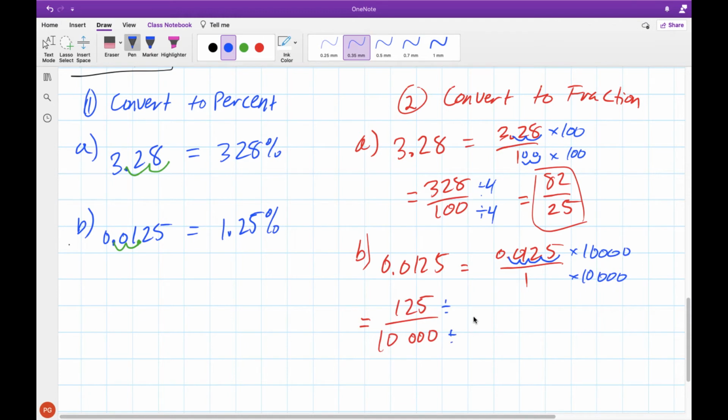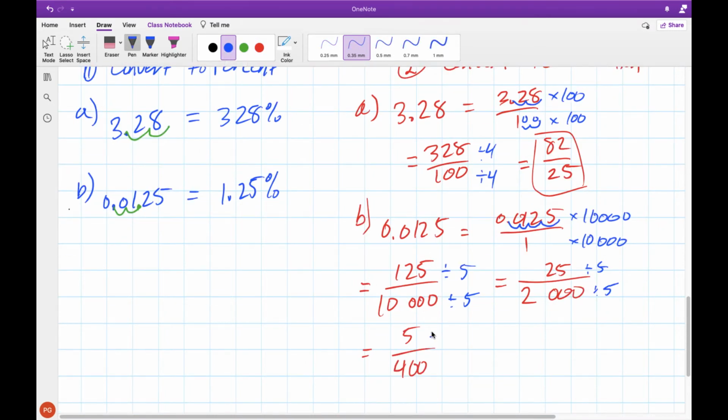This looks really scary, but notice both of these end in a 5 or a 0, so we can divide both by 5. Still both end in a 5 or a 0, divide by 5. Still both end in a 5 or a 0, so we can divide by 5. We get our final fraction of 1 over 80.